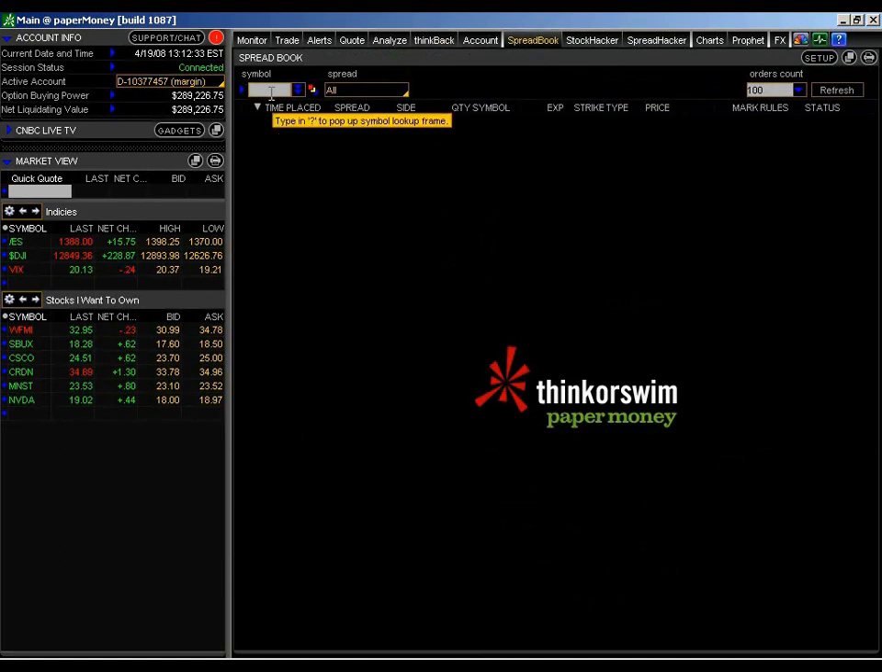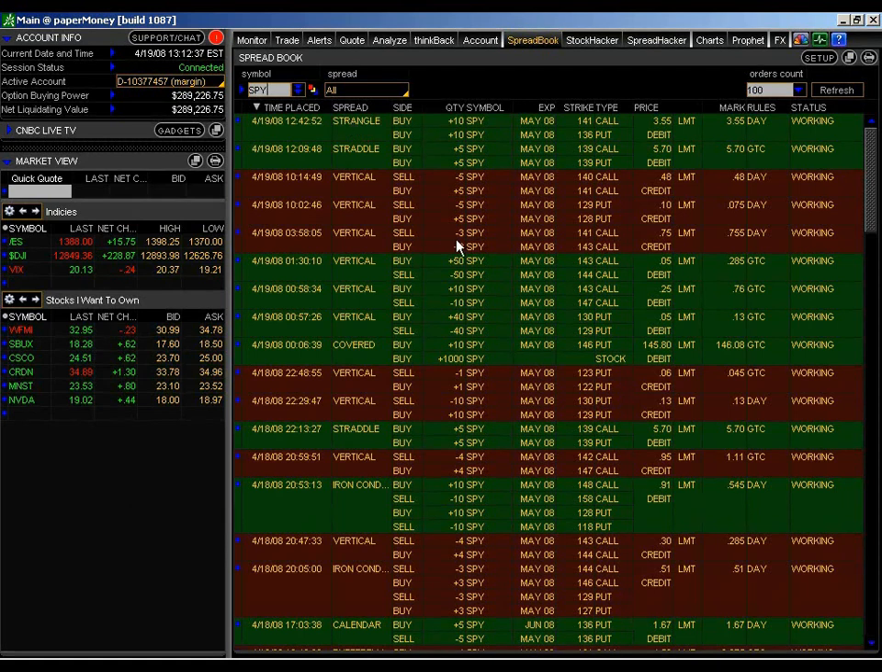The spread book is kind of interesting because it lets you spy on what other people have put in as orders and just see what they're doing, whether they're doing verticals or straddles or strangles. I really don't pay attention to that too much either because I have my own strategy.